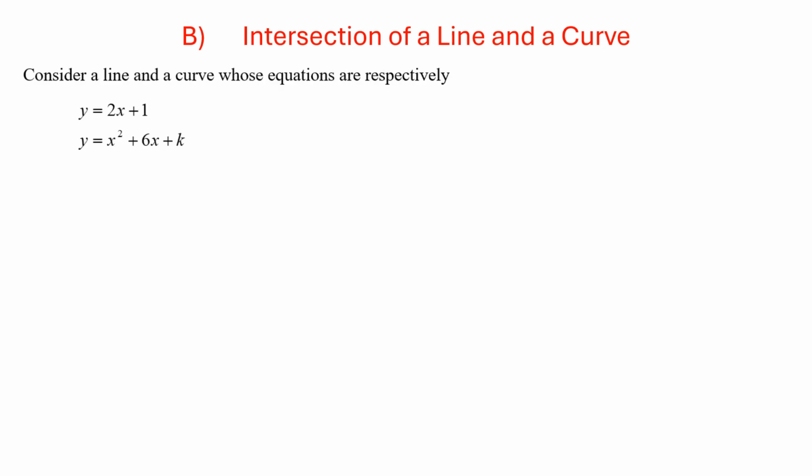Right, so now we have understood the nature of the roots of a quadratic equation. Let's extend the knowledge further to what happens if you have a curve intersecting with a line, or a line intersecting with a curve. What are the possible numbers of intersection points that you can get? Supposing you have a line y equals 2x plus 1 and a curve y equals x squared plus 6x plus k, let's see what are the possible situations you can get when this line meets this curve.